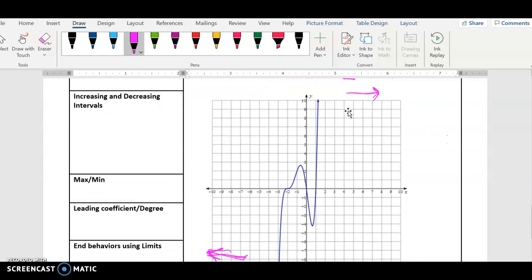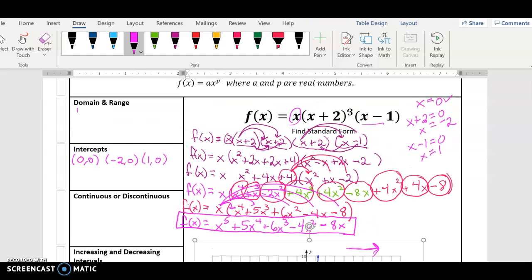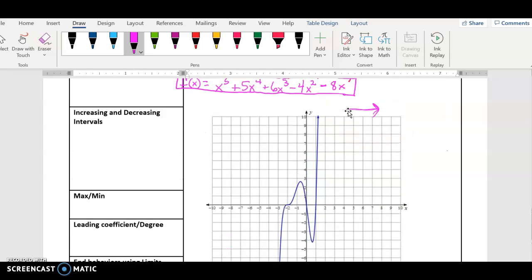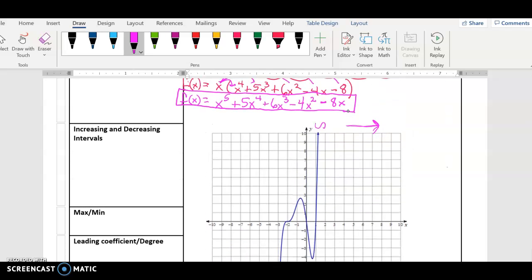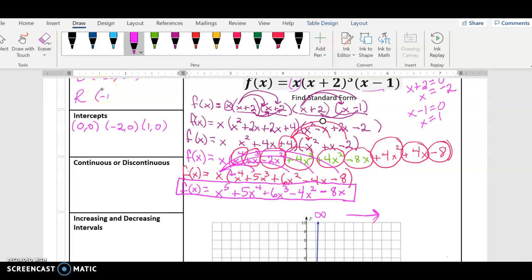Try to make that a little bit smaller. So our domain is -infinity to +infinity. And let's take a look at our range. Range is always bottom to top. So our bottom y value is -infinity, that's going down forever. And our highest y value, bottom to top, is +infinity because that's going up forever. So our range is negative infinity to +infinity.